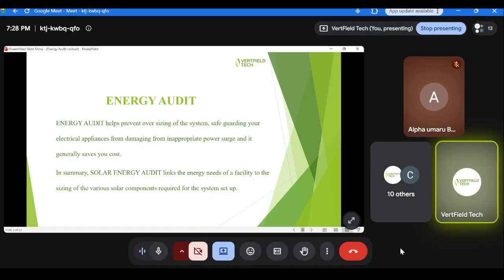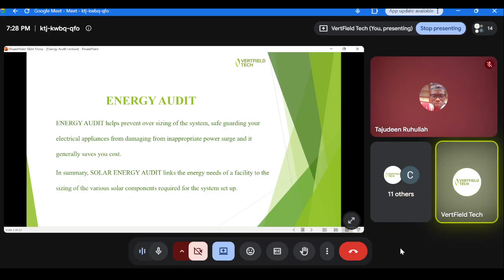All right. So now energy audit helps you to prevent oversizing of your system. How? By giving you the various details, the various information, by laying down the background and basics, by telling you that these are the various appliances you need to power up, and then using that information to size your various solar components.